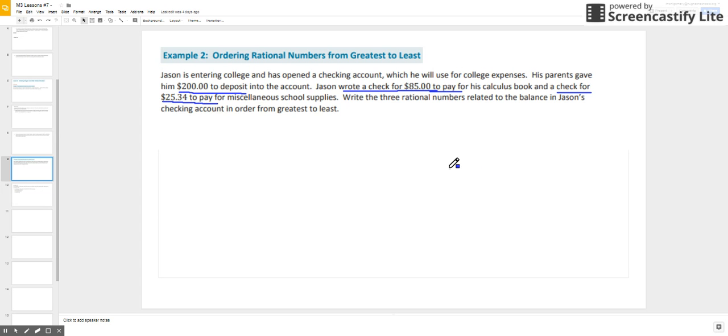So here we go. Now we're going to write the 3 rational numbers related to the balance of Jason's account from greatest to least. So this is what we're doing. Let's first identify the numbers that were given.